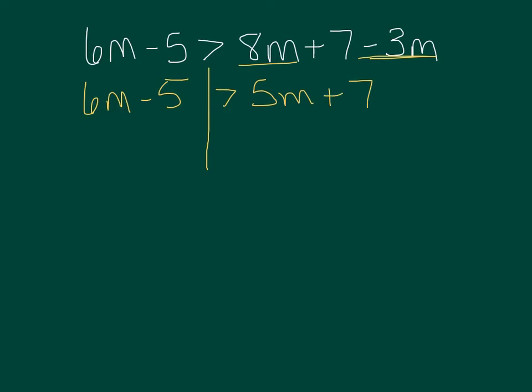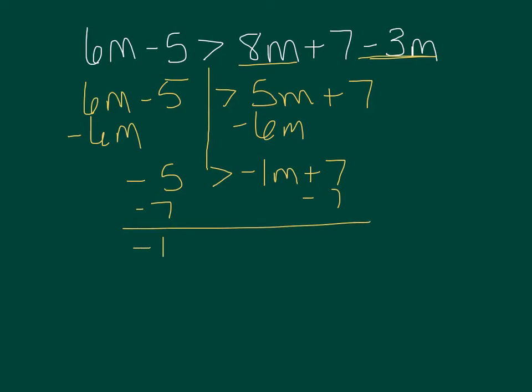Okay, on this one I'm going to go ahead and move my 6m just to show you what happens when the variable is on the right side. So I'm going to subtract 6m. Okay, I'm going to bring down my negative 5. Don't forget that. We did that a lot on the test. Make sure you bring down the sign that follows or that's in front of the number. Okay, and then 5m minus 6m is negative 1m plus 7. Subtract 7. And we get negative 12 and then negative 1m.